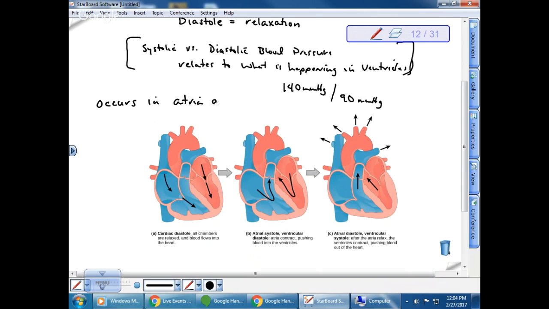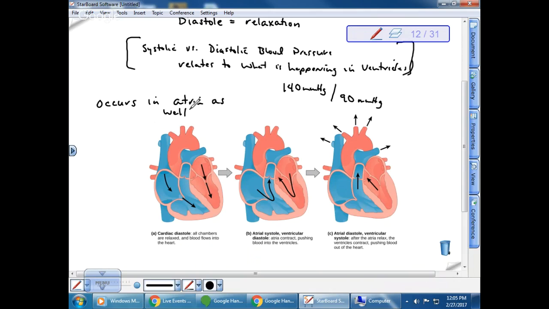That happens like every second? Yeah, so every time your heart beats. If you're at 75 beats per minute, that would be even a little bit more than every second. So the atria relax, the atria contract, the ventricles relax, the ventricles contract, and it's a cycle, okay?